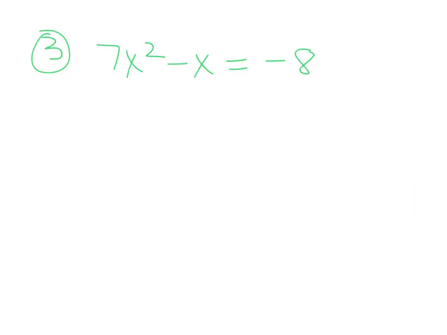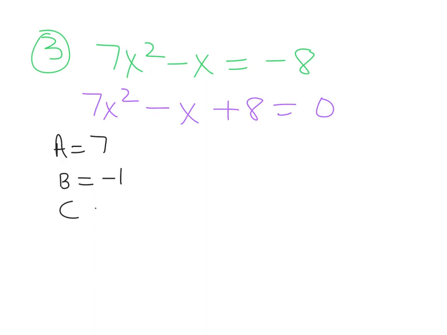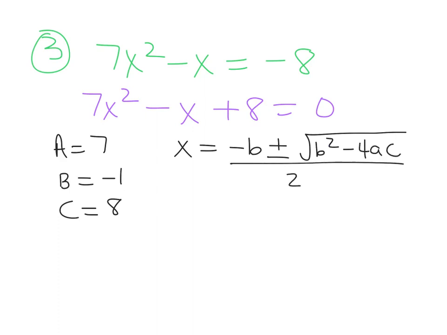All right, number 3. Go ahead and try this one by yourself. All right, so the first thing I need to do is I need to get one side equal to 0. So 7x squared minus x plus 8 equals 0. All right, so I'm going to identify my a, b, and c. So a is 7, b is negative 1, and c is 8. Okay, so when I write my formula, x equals negative b plus or minus square root of b squared minus 4ac all over 2 times a.